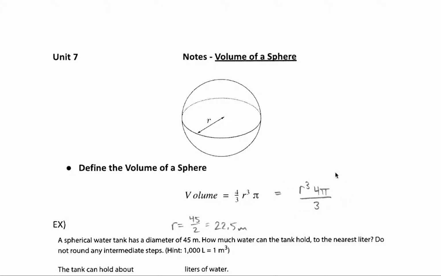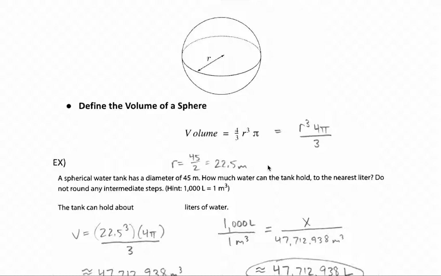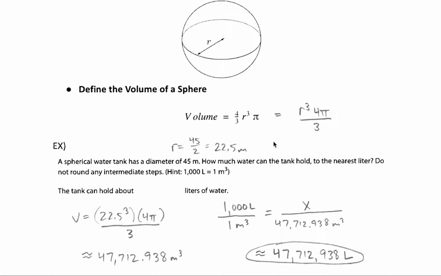So I like to rewrite it. I like to cube my radius first. Then I like to take that value and multiply that by 4 pi, and then divide all of that by 3. Not the only way you can do it. You can choose to do it in whatever order you want, but we want to make sure and cube our radius first before we do any multiplication or division. So if you're given the radius, the formula is not too bad.